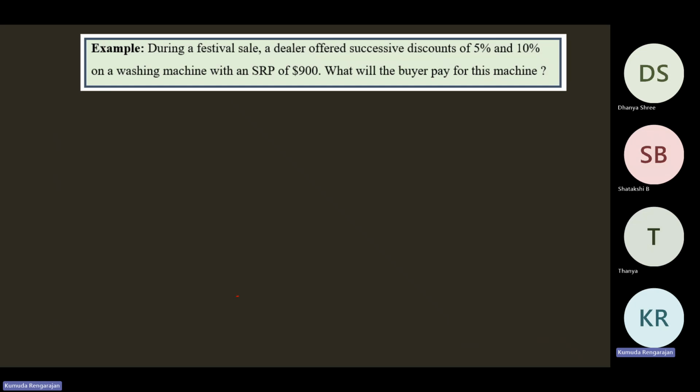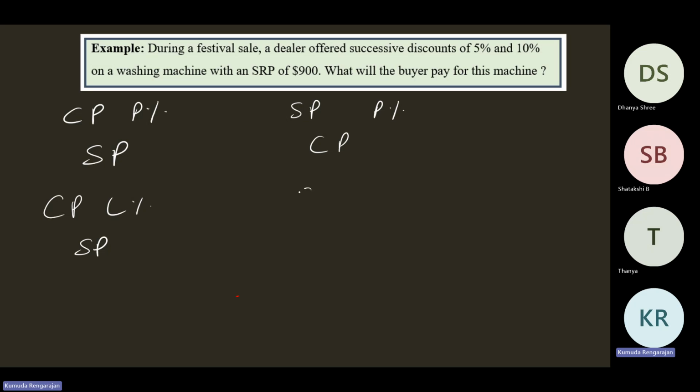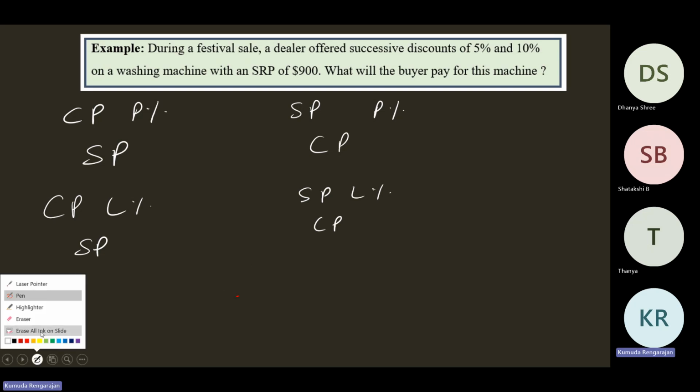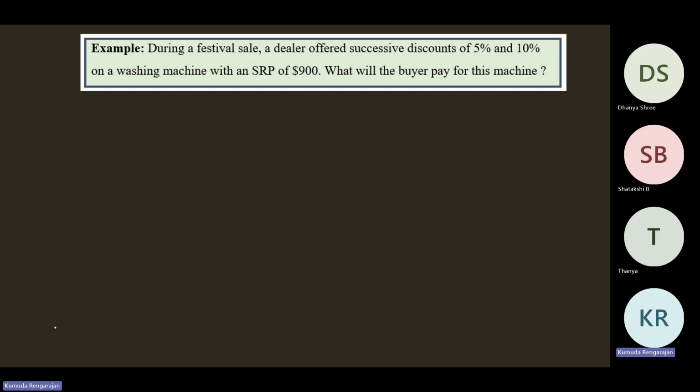Given cost price and profit percent, how to find the selling price? Or given CP and loss percent, the formula to find selling price. Given SP and profit percent, the formula to find CP. Given SP and loss percent, the formula to find CP. So all this we saw in the last session. Now the keywords of this topic are marked price, discount, successive discounts, and selling price.